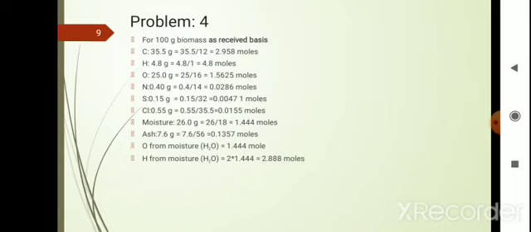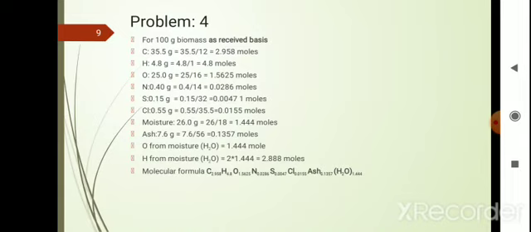So now we can write down the molecular formula. We have two choices. We can write it like this: carbon C 2.958, hydrogen 4.8, oxygen 1.5625, nitrogen 0.0286, sulfur 0.0047, chlorine 0.0155, ash 0.1357, plus water, that is moisture, 1.444.